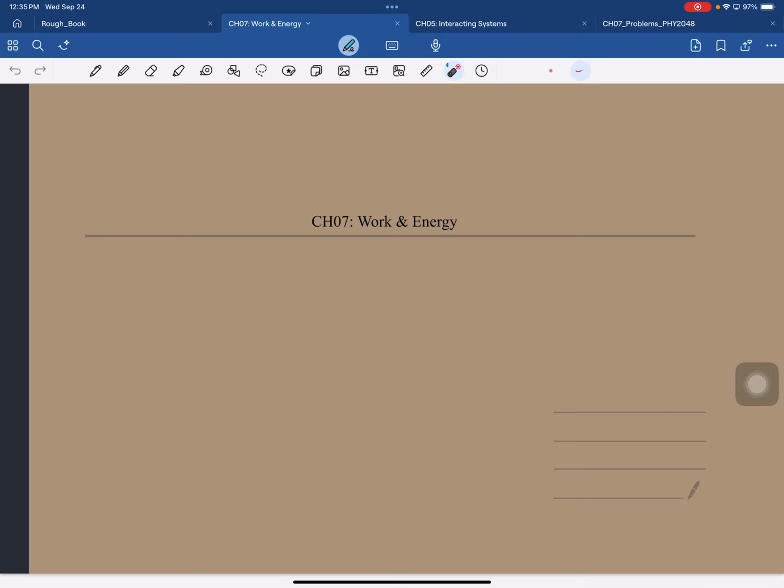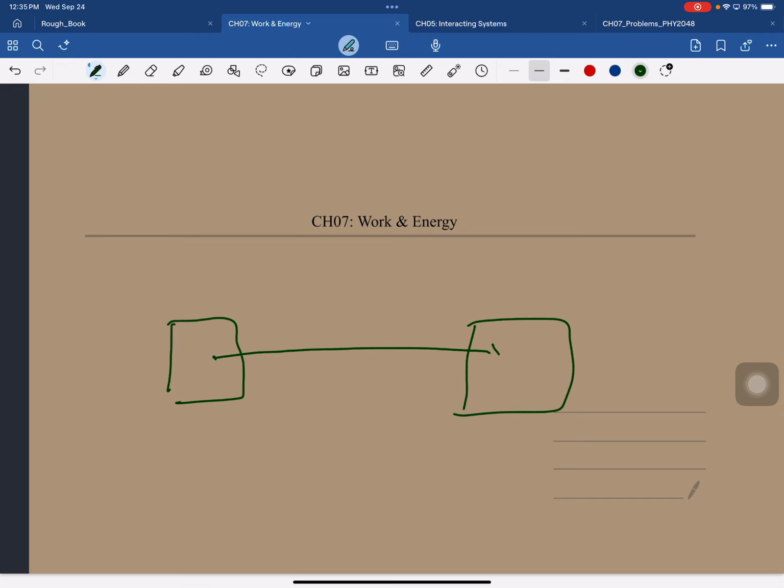All right, so chapter 7 is about work and energy. You guys know the principle of conservation of energy, which states that you cannot create or destroy energy. So, from an energy perspective, everything that you do in life is transferring energy from one object to another. And in the process, you probably are also transforming the type of energy.